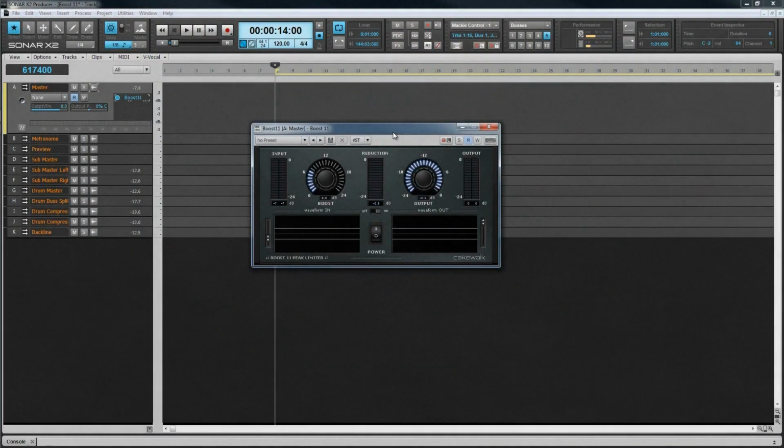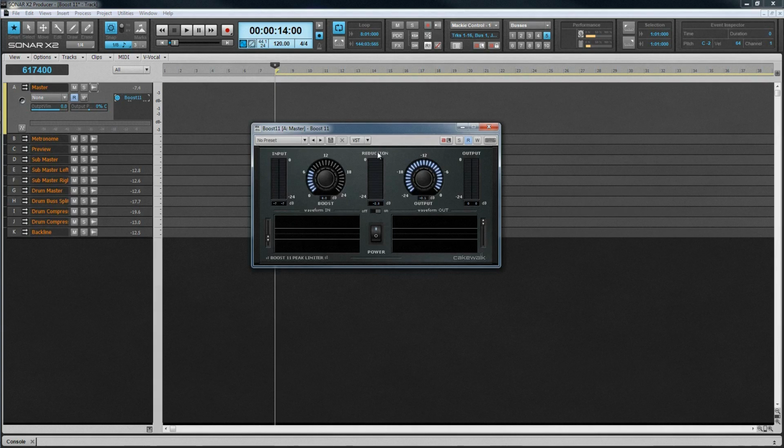Limiters are similar in function to compressors. The main difference is that limiters will not only reduce peaks, but limit them to a predetermined level. A brick wall limiter, such as Boost 11, will ensure that a predetermined level is never exceeded regardless of input level, and can help to boost the loudness of a signal by boosting it but also ensuring that it never clips. There is of course a trade-off.